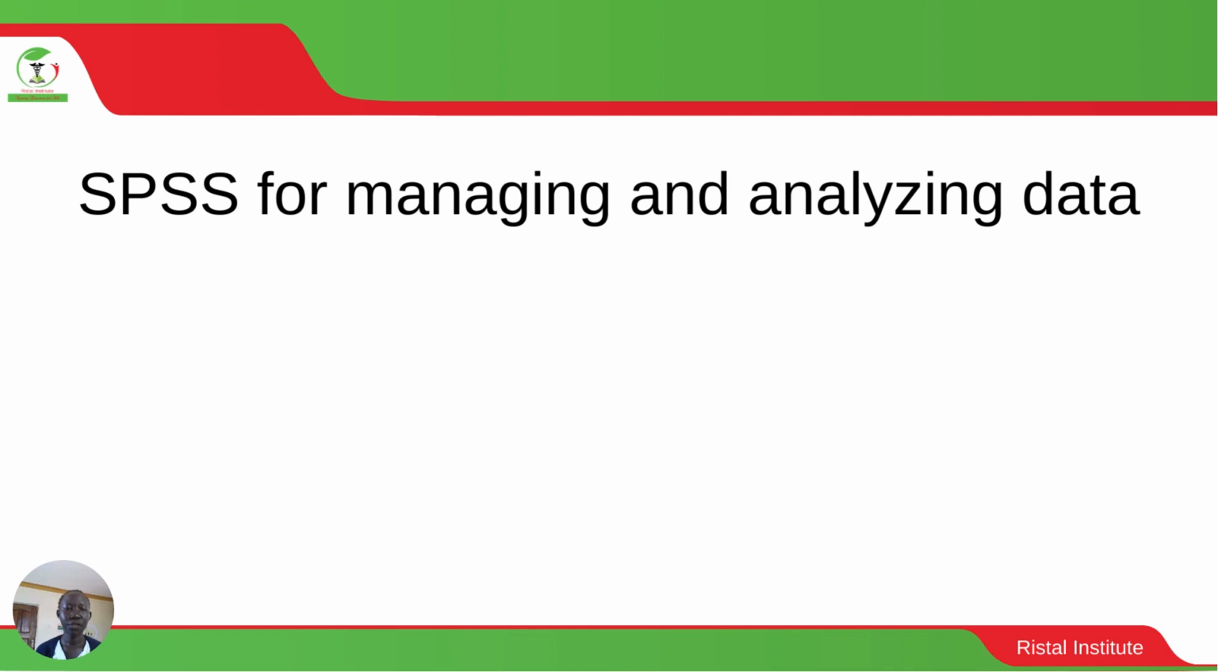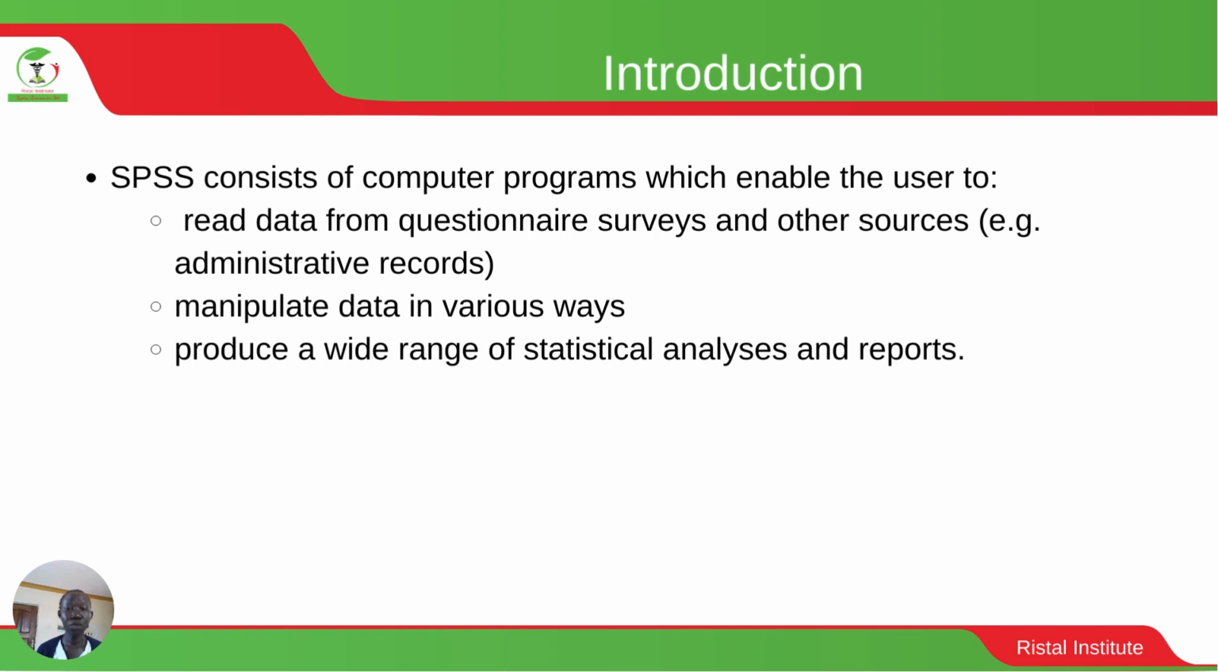The word SPSS stands for Statistical Package for the Social Sciences. So it is a software that is widely used by nutritionists, public health practitioners, and other social scientists to analyze their research findings. SPSS basically consists of computer programs which enable the user to read data from questionnaire surveys and other sources, for example, administrative records and research data. And it also enables manipulation of data in various ways and helps produce a wide range of statistical analyses and reports.